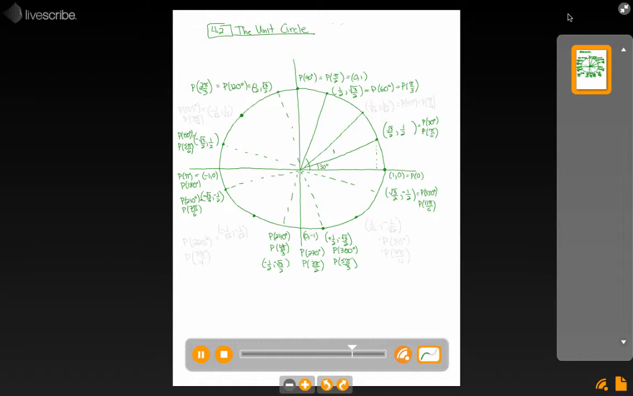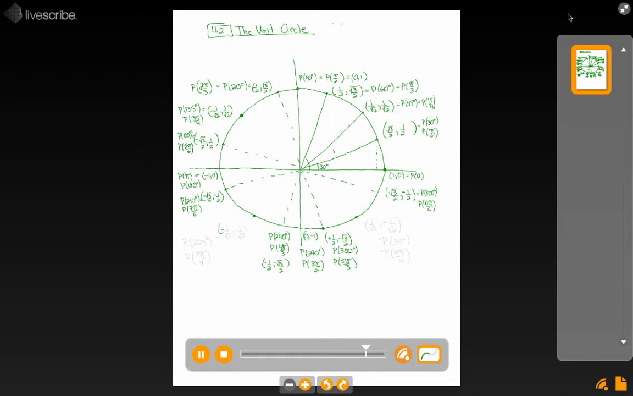Same logic will apply. If you know your special triangles, you'll know hopefully that this is 1 over root 2, 1 over root 2. Can be rationalized, but we'll leave it this way for now, for a 45 degree angle, which is pi over 4. And so we'll have corresponding points in each of the quadrants. Negative 1 over root 2, 1 over root 2 for a 135 degree angle, which is 3 pi over 4.